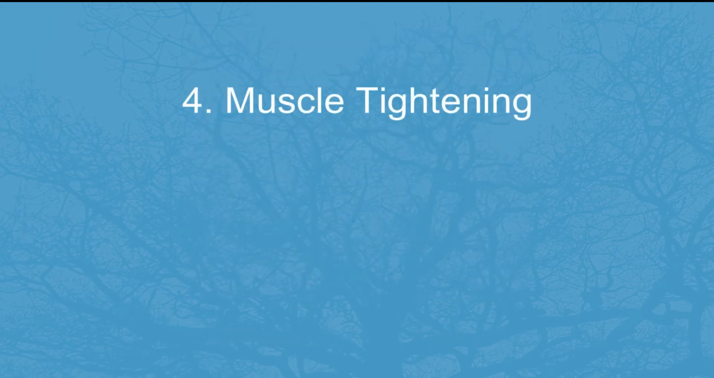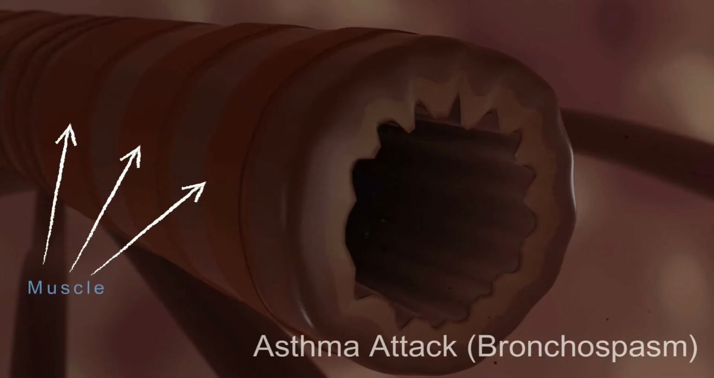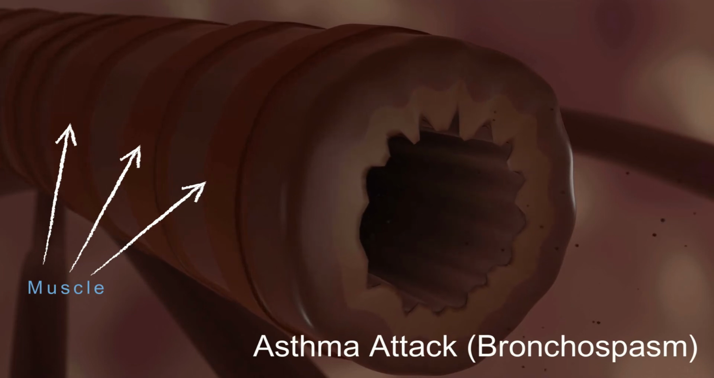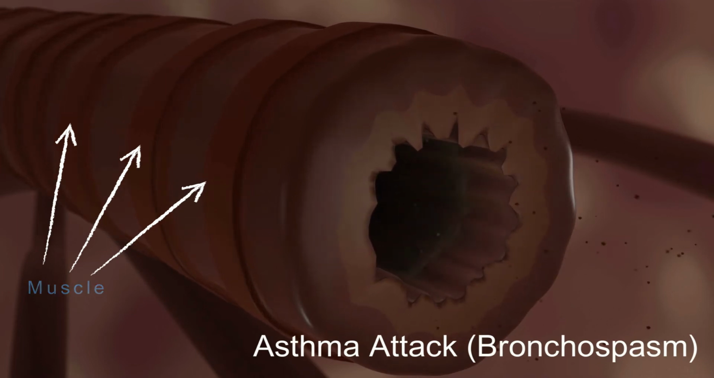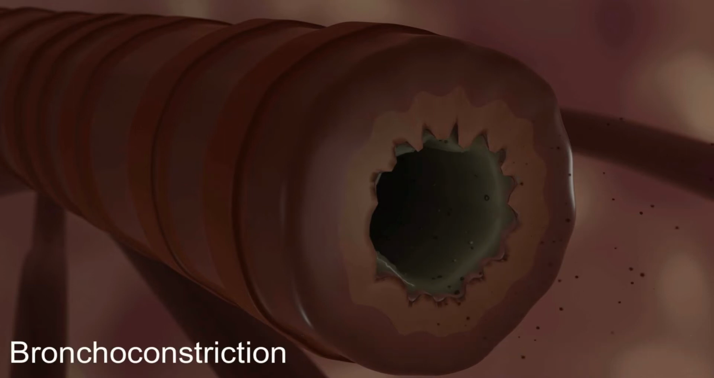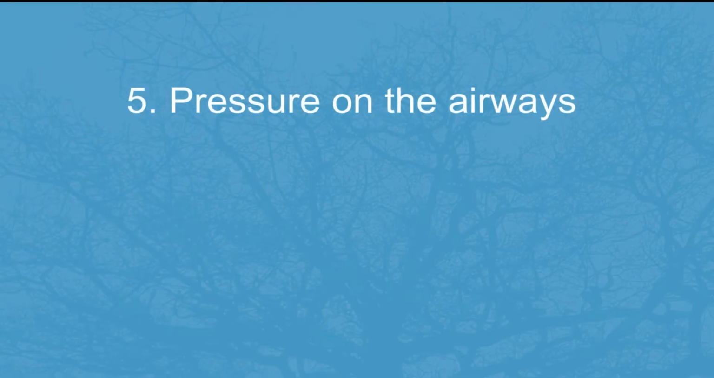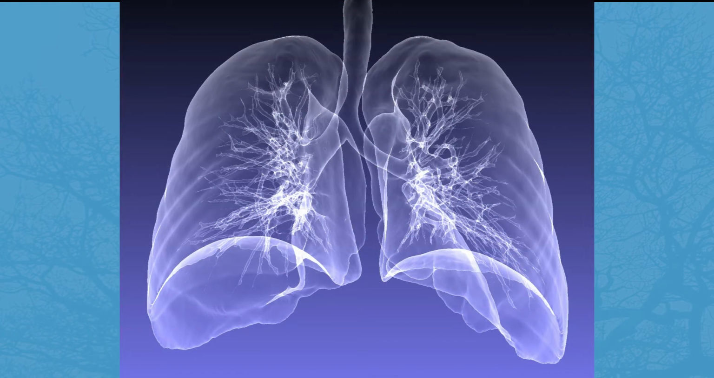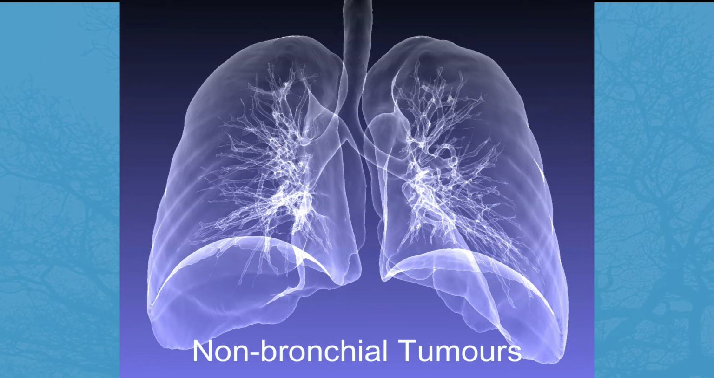Or 4, obstruction due to muscle tightening, forcing the tubes, our airways, to close up. For example, in an asthma attack, bronchospasm, the muscle around the bronchi or bronchioles tighten, bronchoconstriction. Or 5, obstruction due to pressure on the airways, forcing them to close up, for example from tumours not in the bronchus, air tubes, called non-bronchial.